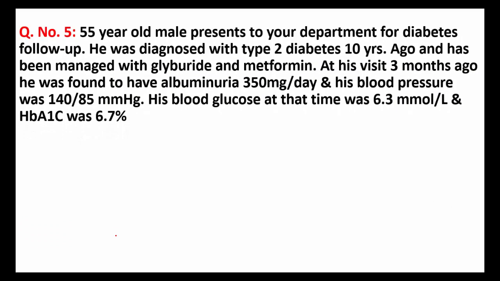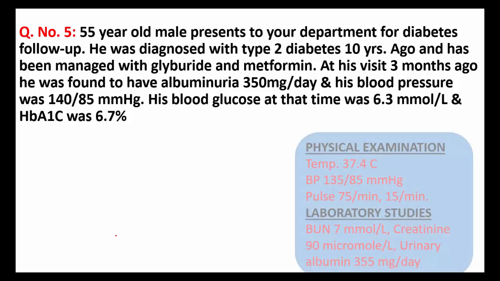A 55-year-old male presents to the department for diabetes follow-up. He was diagnosed with type 2 diabetes 10 years ago and has been managed with glyburide and metformin. At his visit 3 months ago, he was found to have albuminuria of 350 mg per day and his blood pressure was 140 by 85 mmHg. His blood glucose at that time was 6.3 millimole per liter and HbA1c was 6.7%.